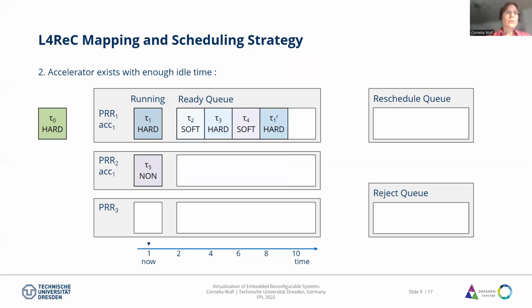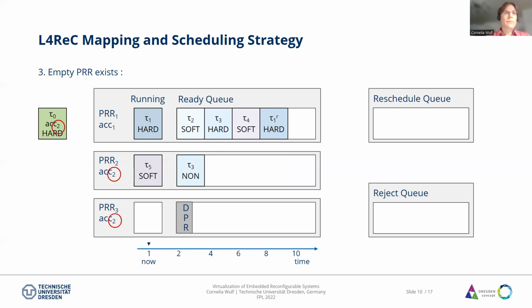In the second scenario, no reservation exists, but a PRR that holds the required accelerator and has enough idle time so that the thread's deadline can be met. If scenario 2 does not apply, but an empty PRR exists, the required accelerator is loaded via dynamic partial reconfiguration. If the DPR latency is so high that the deadline can be missed, it is exchanged with a thread on another PRR with the same functionality and a lower real-time value.